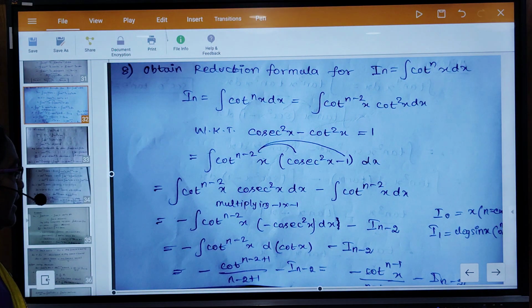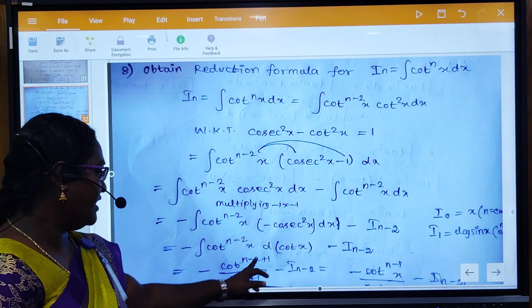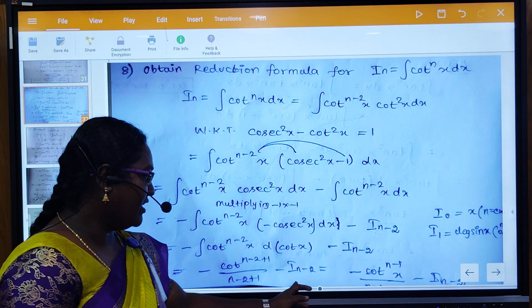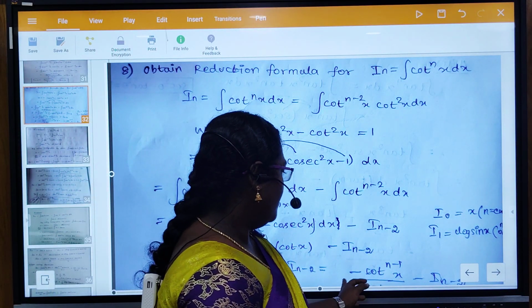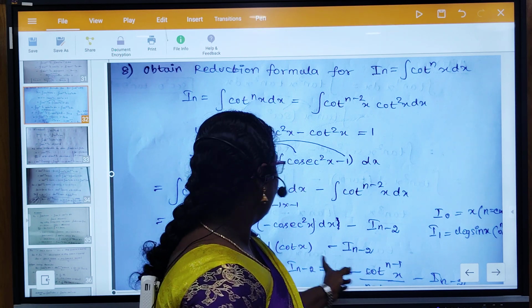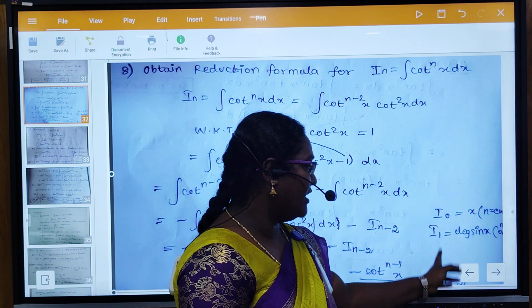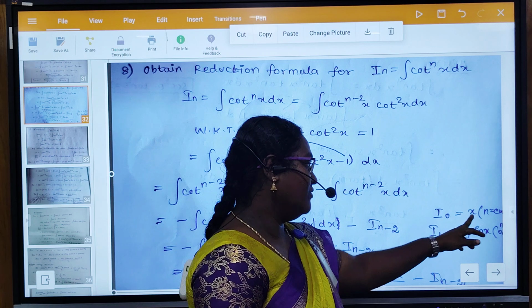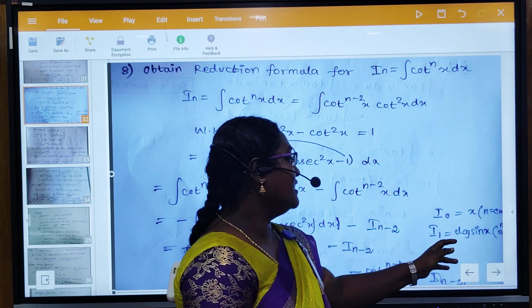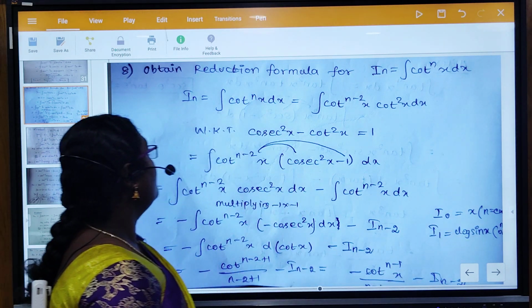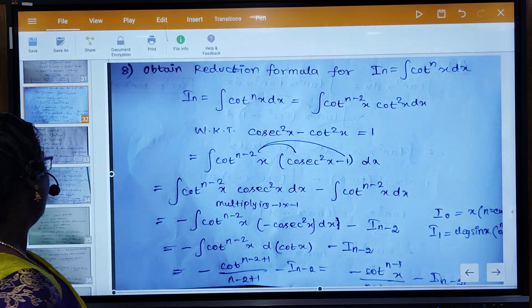What is the formula? Integration of x power n dx is x power n plus 1 by n plus 1, and here n minus 2. So we will be having this. So this is the formula, and again this n will keep on reducing to I0 and I1. I0 will be x if n is even. I1 is log sin x. So this is the formula for cot power n x dx.